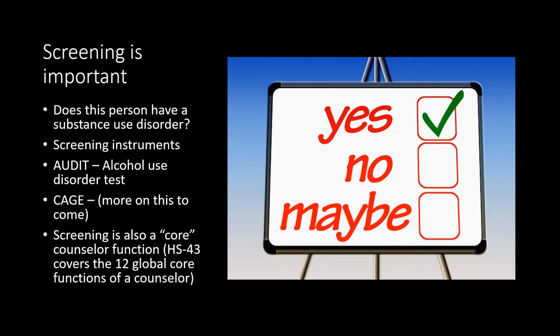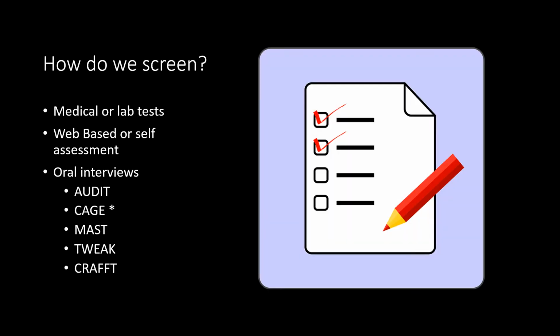This begins with the function of screening to determine if someone really needs the type of treatment that the program offers. There are a number of ways that someone could be screened for drug and alcohol use issues. In a hospital or medical situation, they might be screened using lab tests. There are web-based or self-assessment tools that can be used. People can look at the answers and see if they fit into a category. There are oral interviews, and I've listed a number below. Probably the simplest and most commonly used of those oral interviews is the 4-question CAGE test.